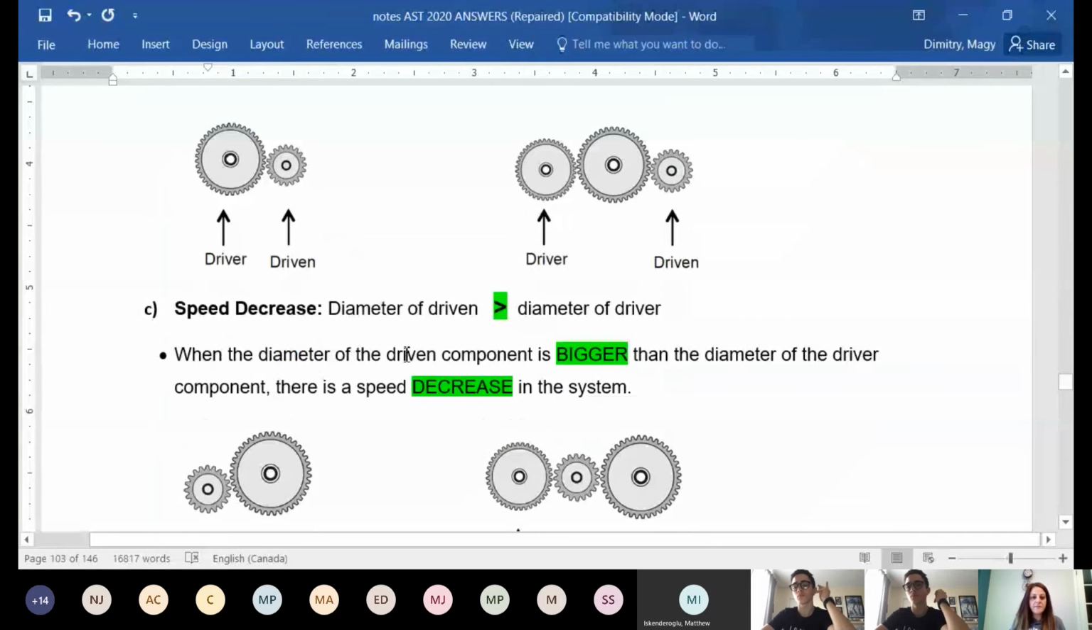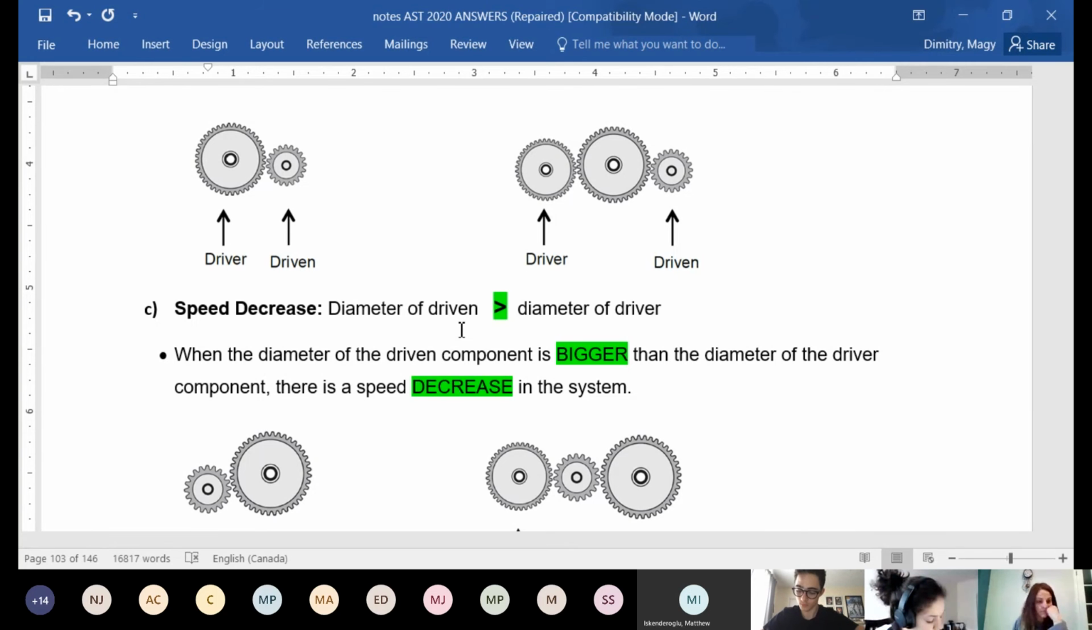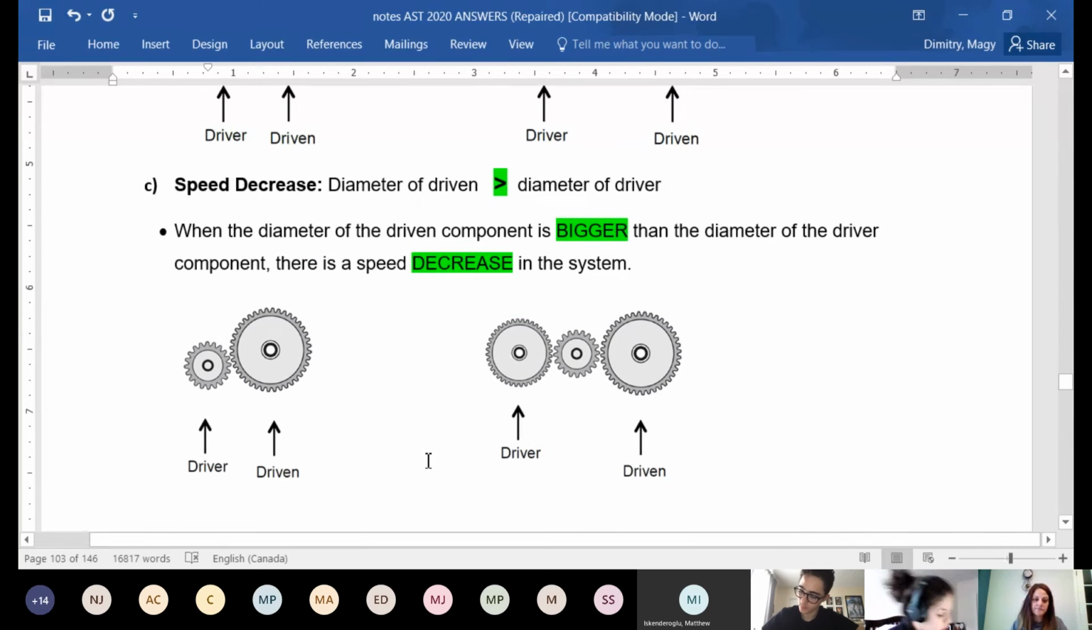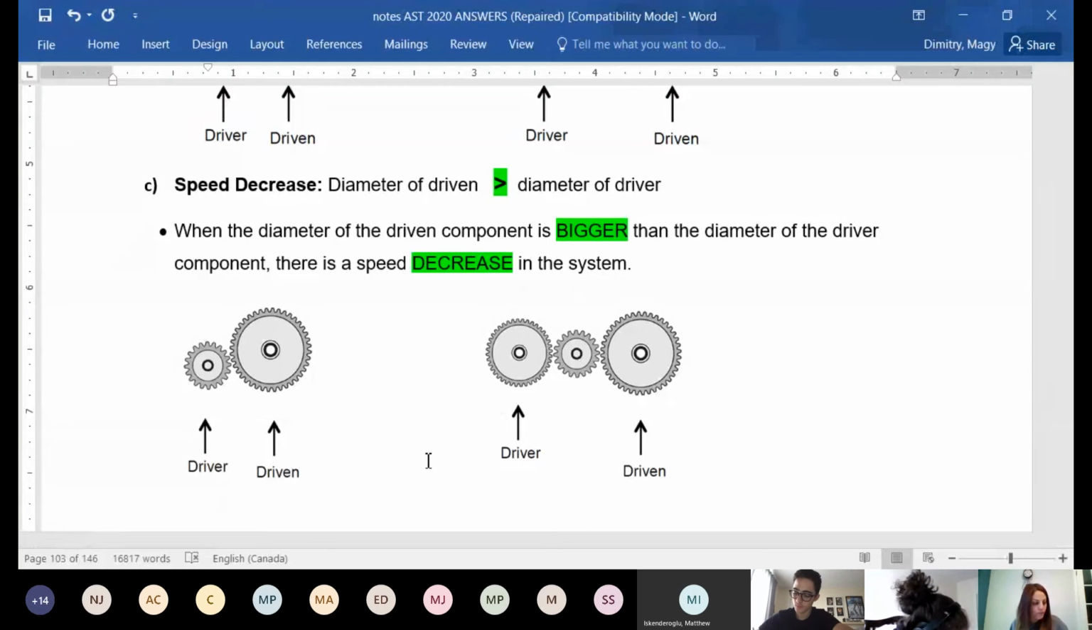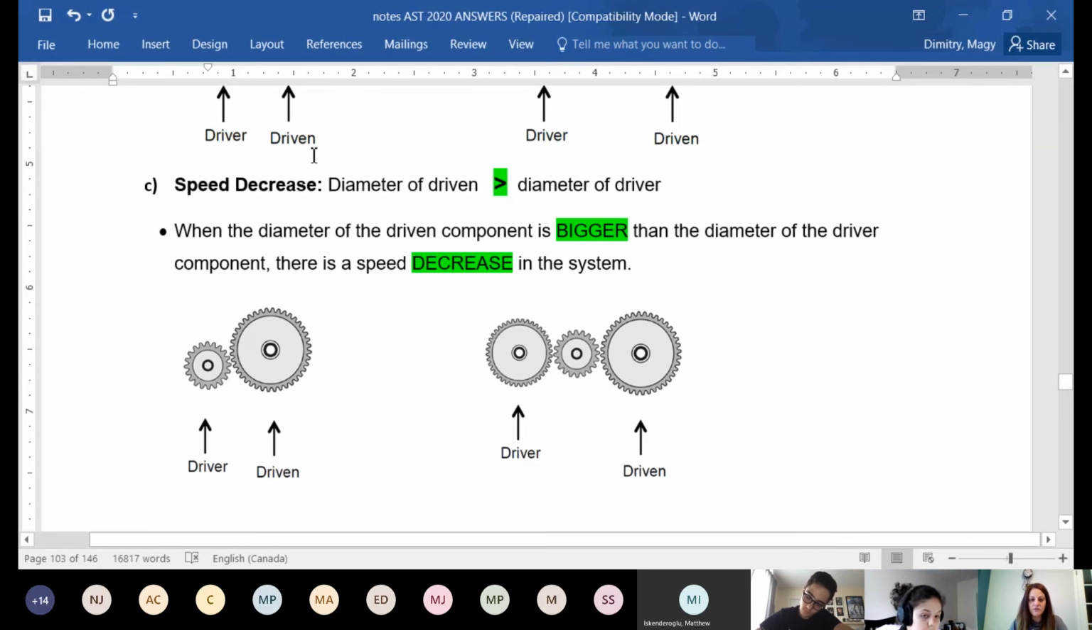Okay. Now, a speed decrease: the diameter of the driven is larger than the diameter of the driver. So when the diameter of the driven component is bigger than the diameter of the driver, there is a speed decrease in the system. I'll give you a minute to write this down. And you can say, let's say, the diameter of the driver is smaller than the diameter of the driven. It's the same thing. You can say either way. You can read it this way or this way, it's the same idea.